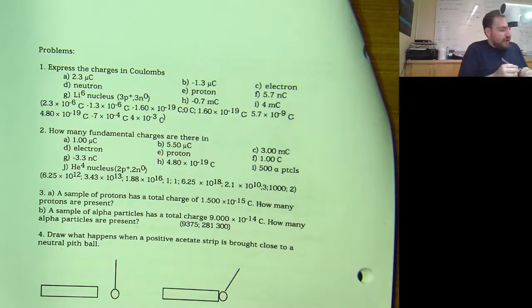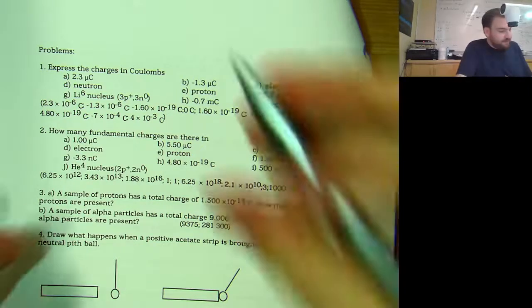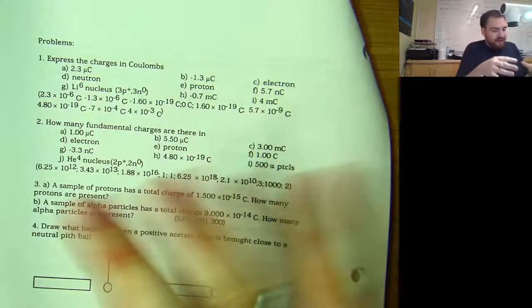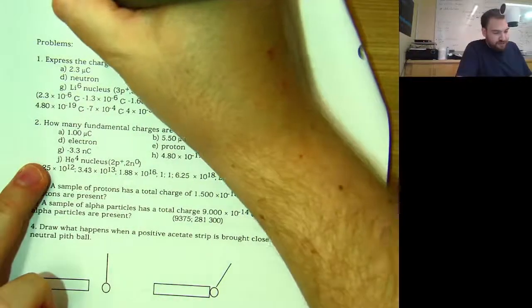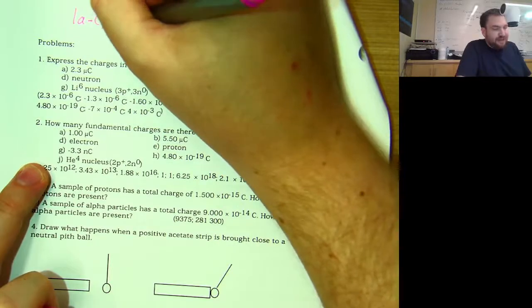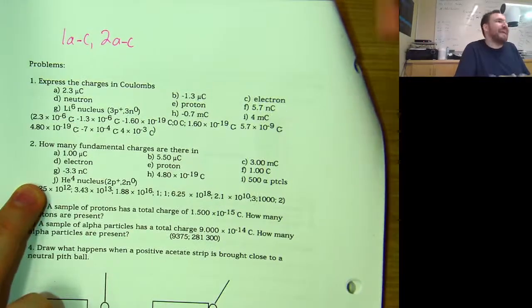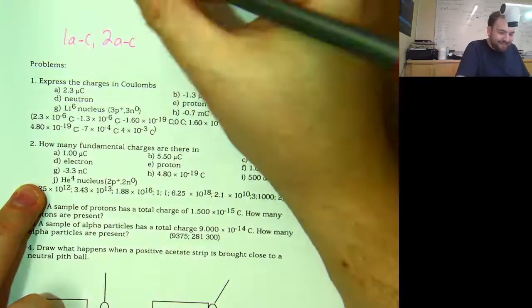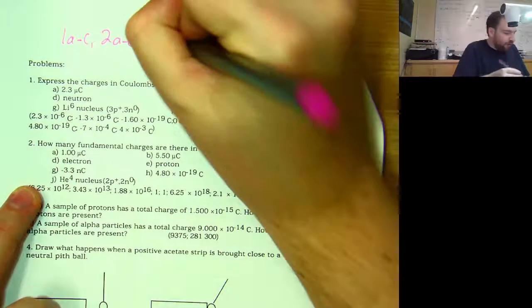Here we go. I want you guys to play with these, just playing around with charges. I want you to do 1, A to C. I want you to do 2, A to C. Yeah, that's great. It's there, but my hand's in the way. Just wait. 3, 4.